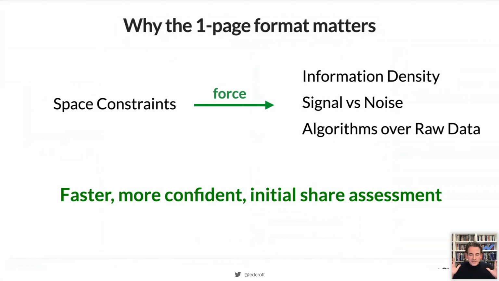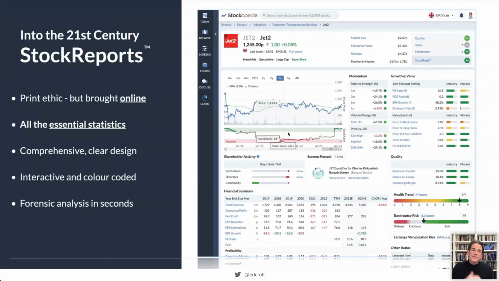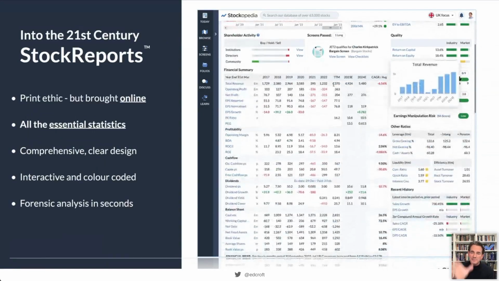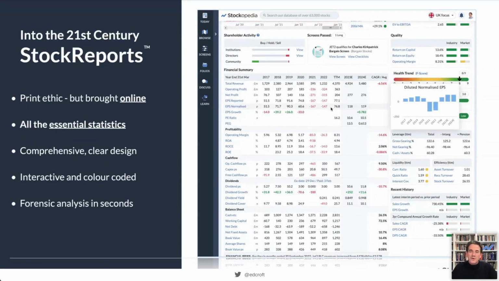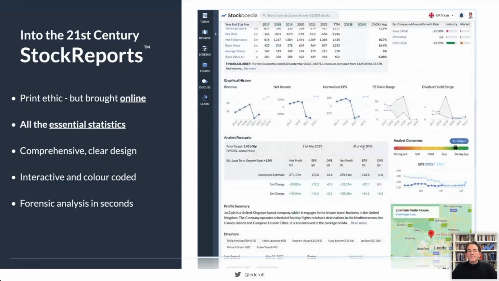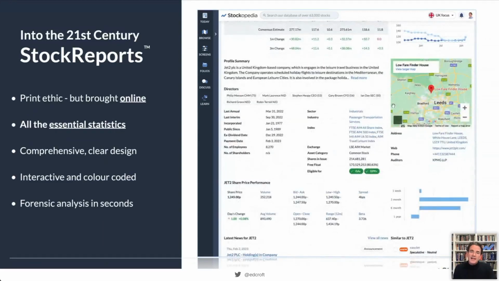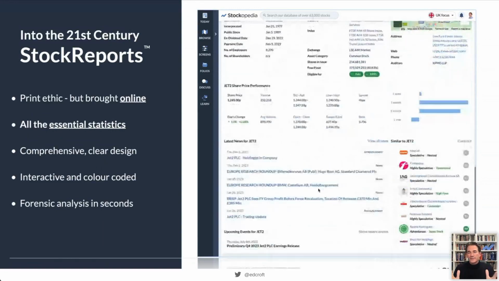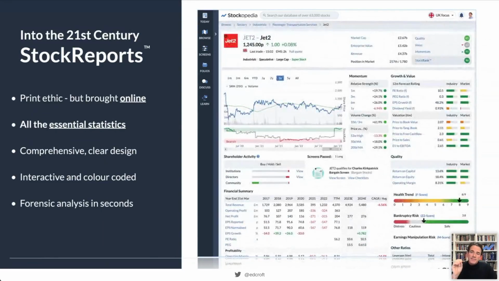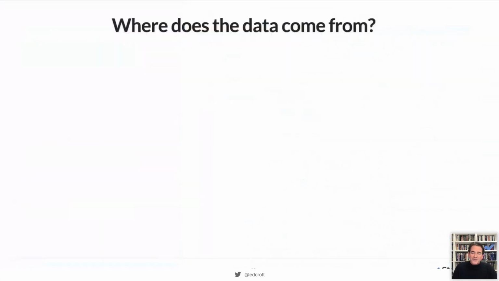But of course, don't rely on everything you see on a page. DYOR, we say in the UK: do your own research. What we've done with the Stockopedia stock reports, as I'm sure you know, is like this print ethic, but brought online. It's definitely more than one page, a bit longer than a one-page print, and it prints out on two. But it's all the essential statistics, really comprehensive, clear design, interactive, color-coded forensic analysis in seconds. So I'm going to be diving through a bunch of areas on the stock report.